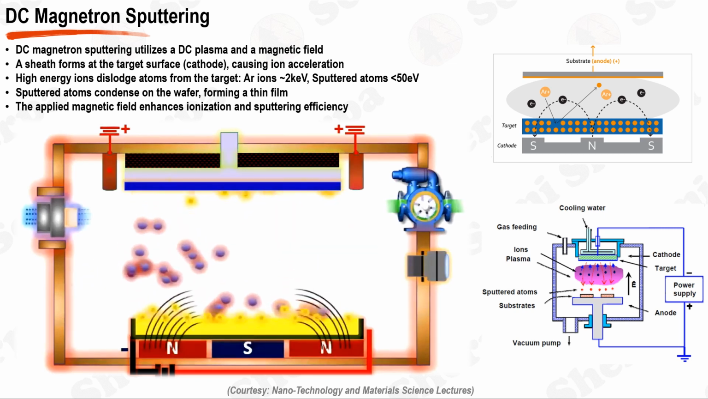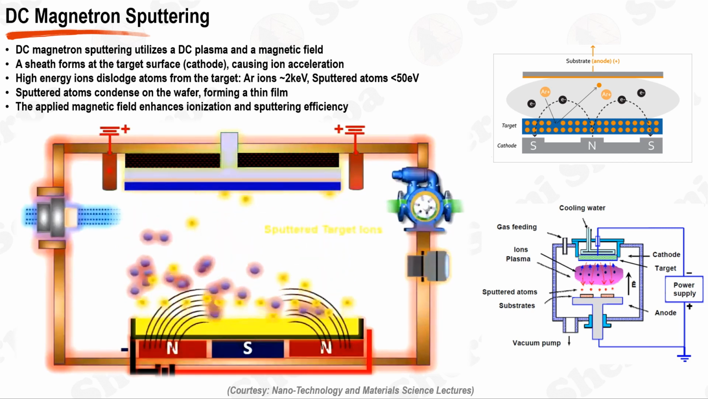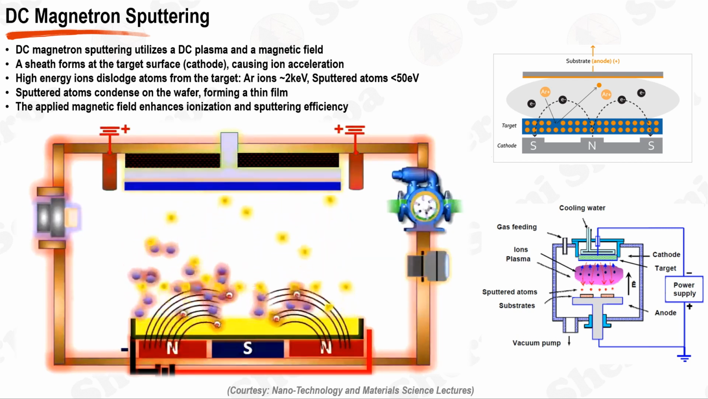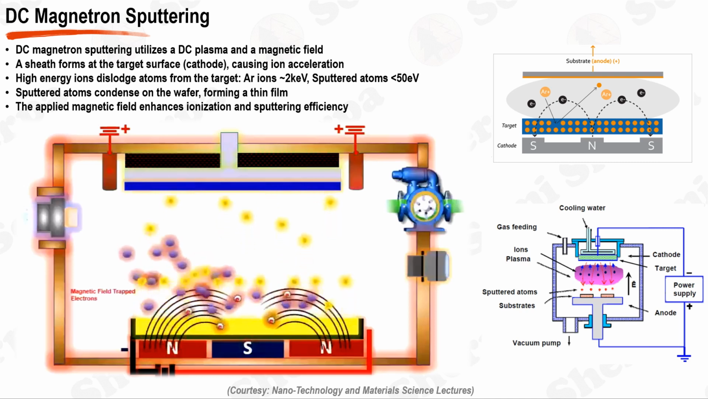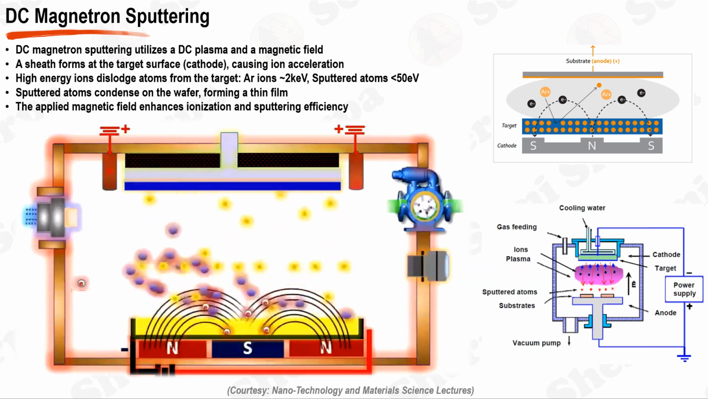In a nutshell, DC magnetron sputtering takes advantage of DC plasma and magnetic fields to deposit thin layers of materials onto a substrate efficiently and at low pressure. This technique is widely used for the fabrication of semiconductor devices due to its high deposition rate, material utilization, and the ability to coat complex-shaped substrates.